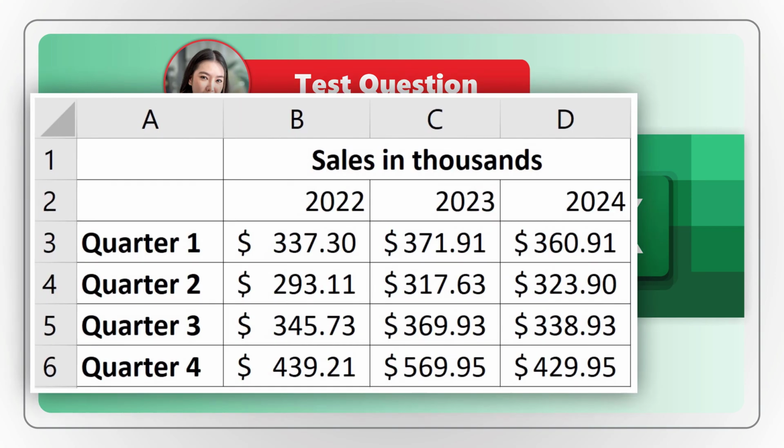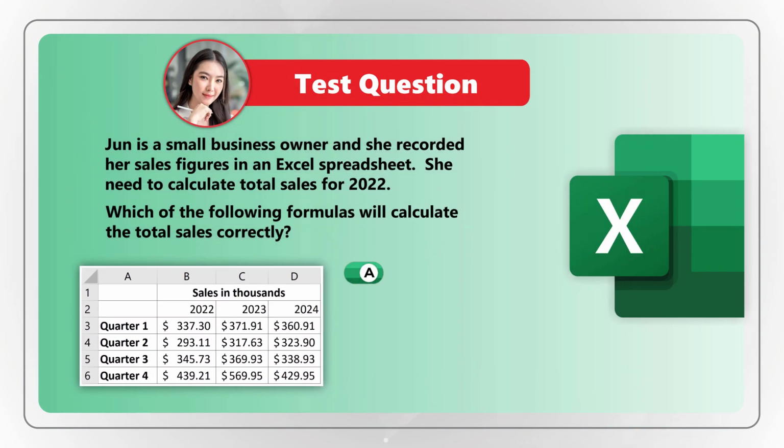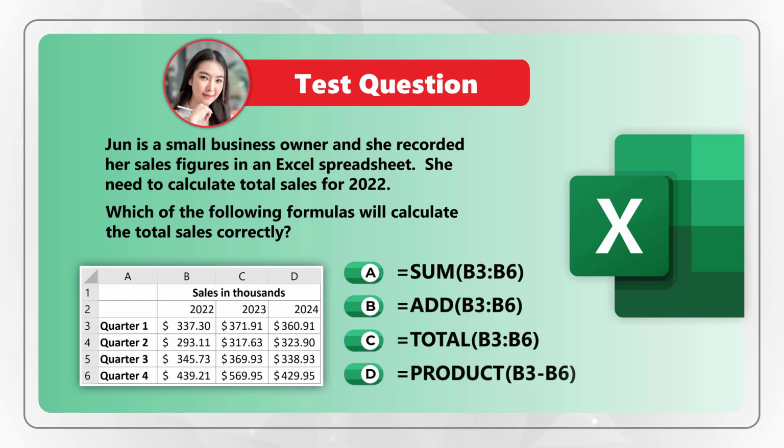You're presented with the data set and 4 different choices. Formulas are SUM, ADD, TOTAL, and PRODUCT, and they point to the range B3 through B6. Take a close look to see if you can answer the business question.